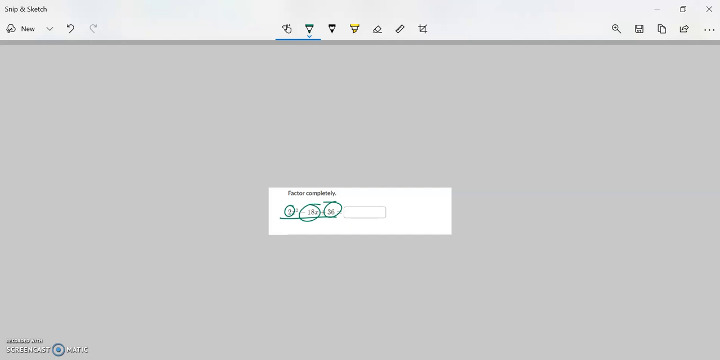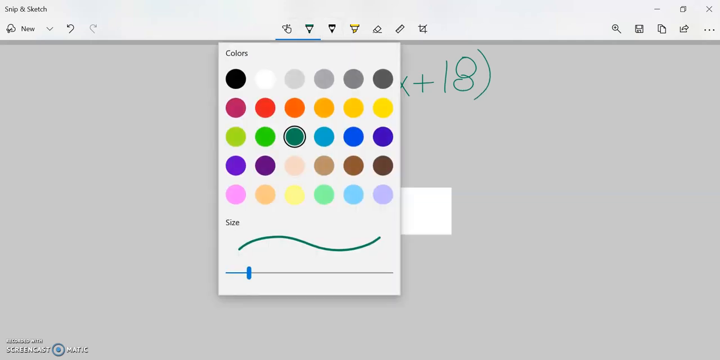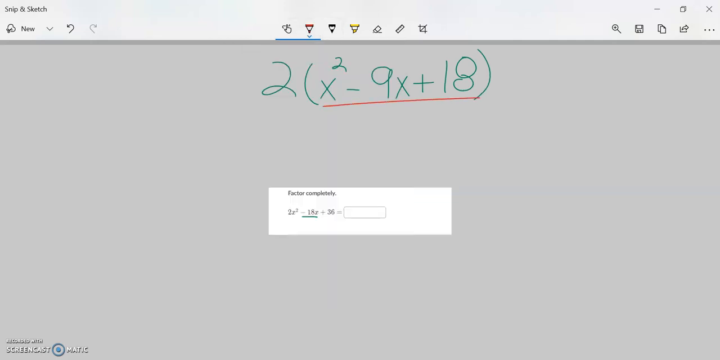in this case we can. 2 goes into 18 and 36 as well as 2. So you'll basically create a new quadratic. 2 times what is 2x squared? X squared is missing. 2 times what is negative 18x? Negative 9x. And finally, 2 times what is 36? That is 18. Now we're going to take this new quadratic and factor that. And it'll be easier this way.